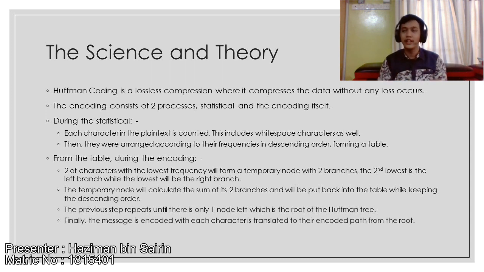From the table, during the encoding, which is the second part, two of the characters with the lowest frequency will form a temporary node with two branches. The second lowest is the left branch, while the lowest will be the right branch. The temporary node will then calculate the sum of the two branches and will be put back into the table while keeping the descending order. These previous steps are repeated until there is only one node left, which is the root of the Huffman tree. Finally, the message is encoded, with each character translated to its encoded path from the root.